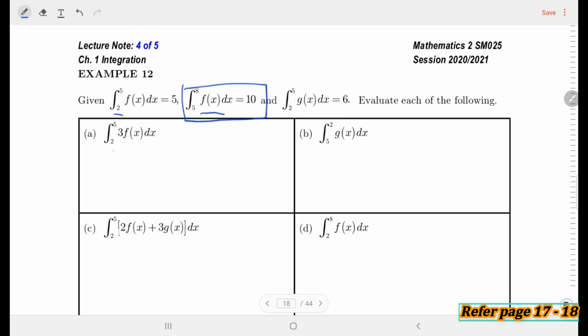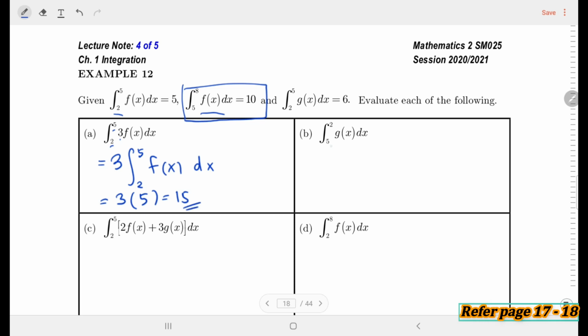Now part A: the integral from 2 to 5 of 3f(x) dx. In integration, we should always take out the constants for easier operation. So I am taking out the 3, and the integral left is from 2 to 5 of f(x) dx. As given in the question, the integral from 2 to 5 of f(x) dx is 5, so the answer is 15.